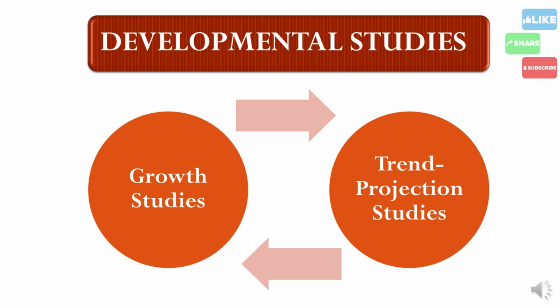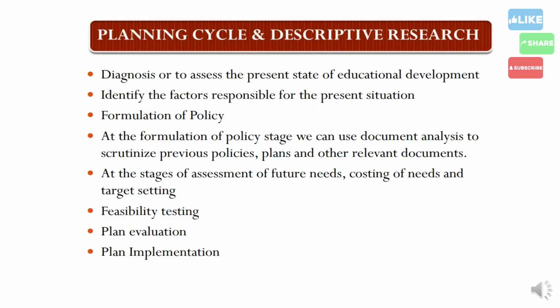Developmental studies. Here we have two studies: growth study and trend projection studies. Planning cycle and descriptive research: there are some steps. Diagnosis is to assess the present state of educational development, then identify the factors responsible for the present situation. After that comes formulation of policy, and at this stage we can use document analysis to scrutinize previous policies, plans, and other relevant documents.